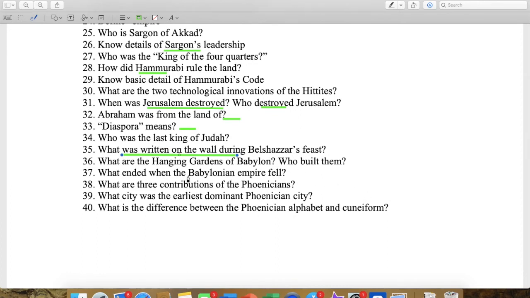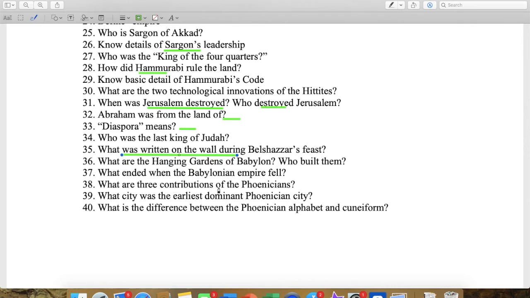What ended when the Babylonian Empire fell? Okay, so just a hint on this one: when we talk about the Babylonian Empire, remember these are different civilizations that came to power and held power for some time, and they're all still kind of in the Mesopotamian region. And so really what ended when the Babylonian Empire fell, it was the Mesopotamian age ended.